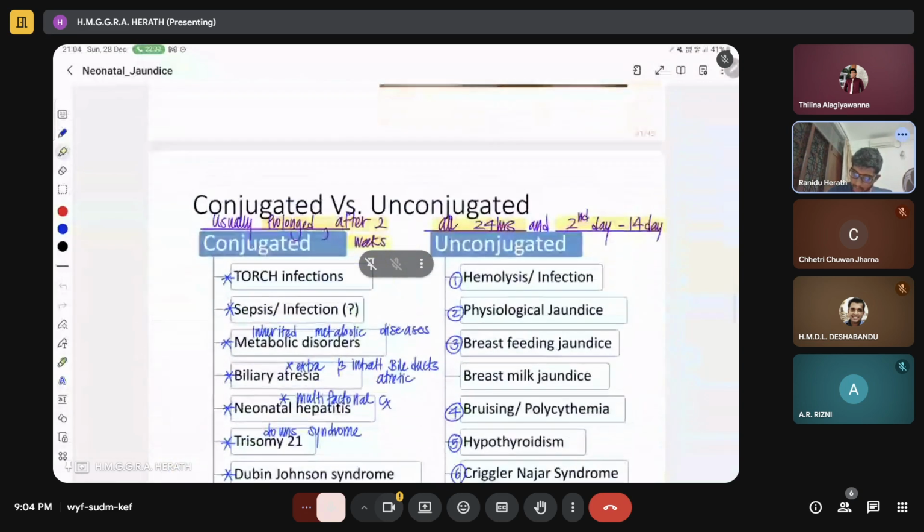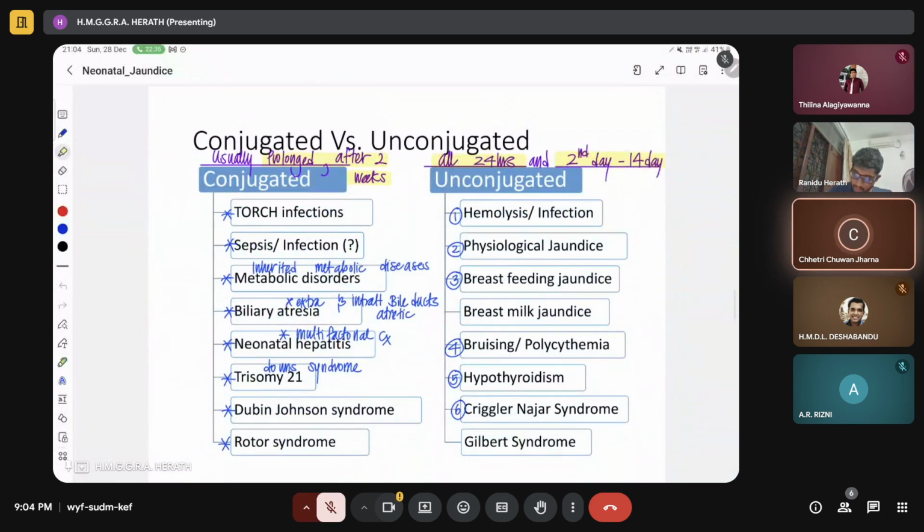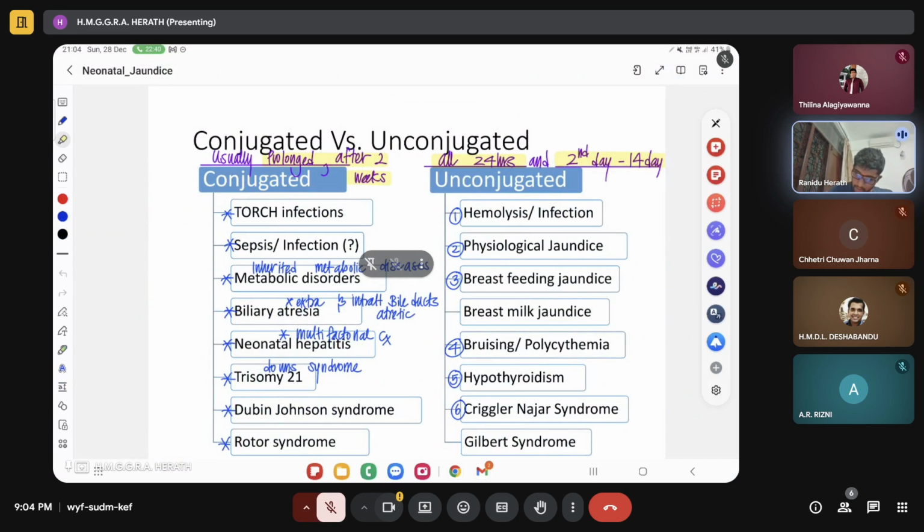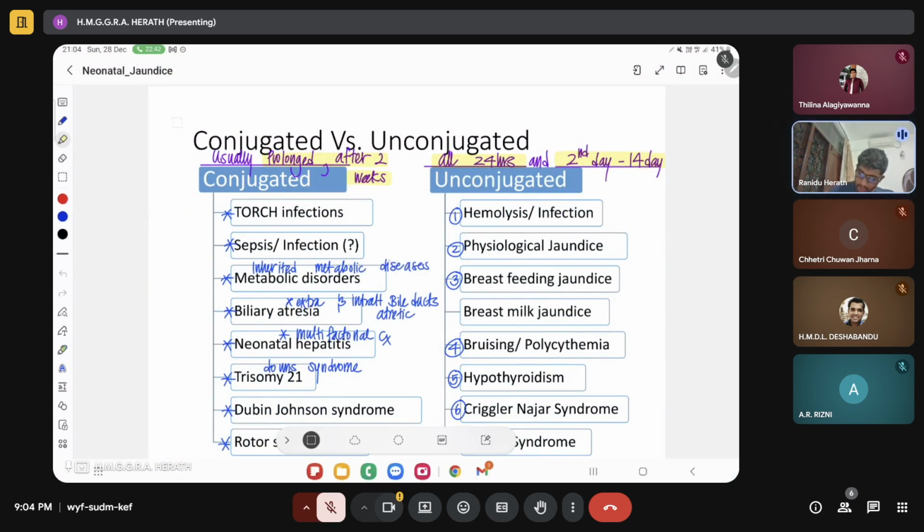Hello? Yeah, I'm checking the last one. So these are the conditions which lead to conjugated and unconjugated hyperbilirubinemia. Can you see?